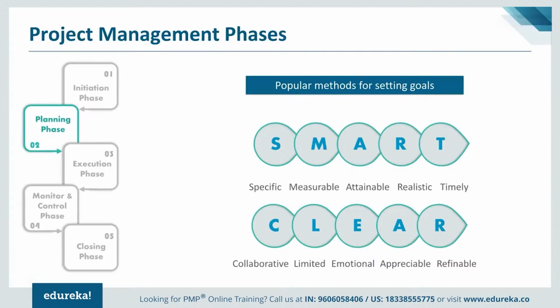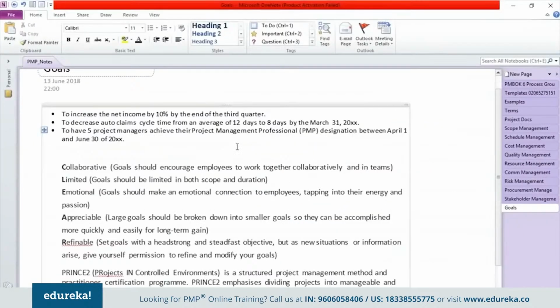Similarly, when you work on a goal, it should also be clear: collaborative, limited, emotional, appreciable, refinable. It shouldn't happen that there is a goal, but people can't really relate to it. We should be able to get everybody, the whole team, along. Let's take a couple of examples so that we'll be able to relate to this. These are a bit specific examples.